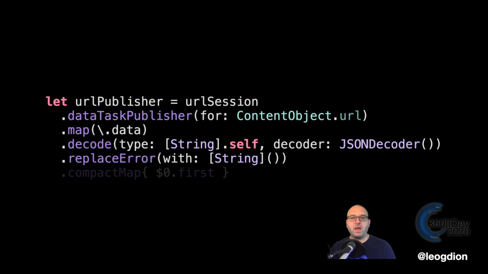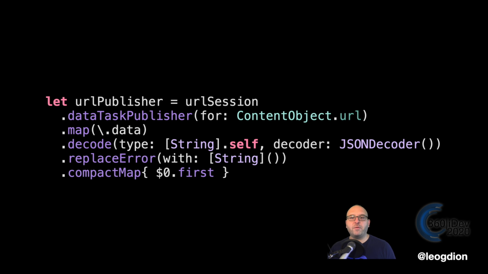Next, we need to make sure we handle the error. If we're going to be using it in SwiftUI, it can't have any error type. What it technically has is a never failure type. So we're going to use replaceError to remove the failure type and convert it to never. Now, if an error happens, it'll return an empty array of strings.